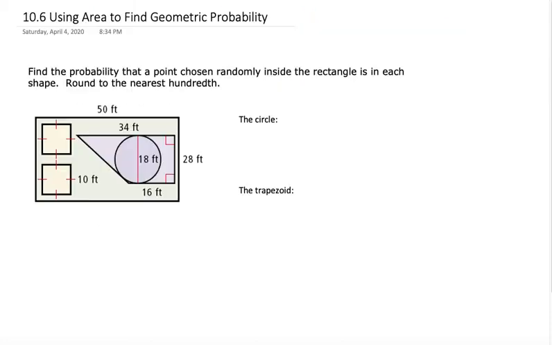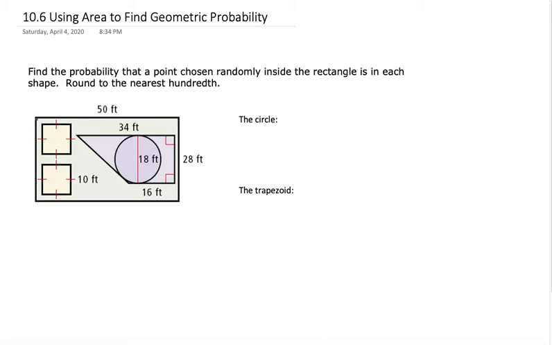Let's look at the last part here where we're using the figures to find out the area. So it says find the probability that a point chosen randomly inside the rectangle is in each shape, round to the nearest hundredth. So I like to think of this as, because I am not very athletic, if I throw a dart and it can only hit within this rectangle, how many times will it hit within the circle? And then how many times will it hit within the trapezoid? Or what's the probability, I guess I should be saying.